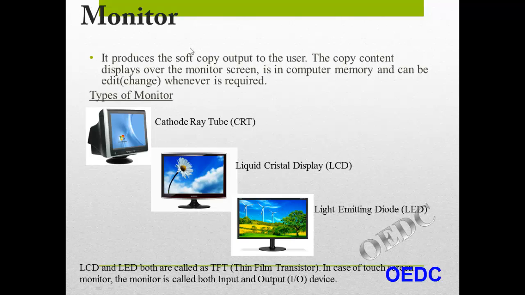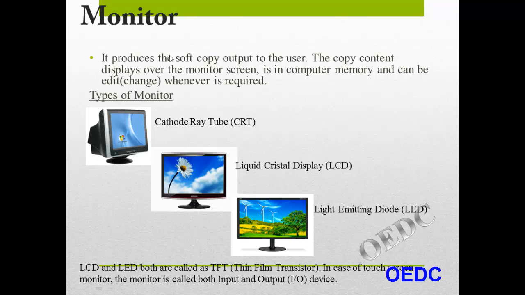Then monitor. It produces the soft copy output to the user. The copy content displayed over the monitor screen is in computer memory and can be edited or changed whenever required. That is called soft copy output, which can be produced by the monitor.